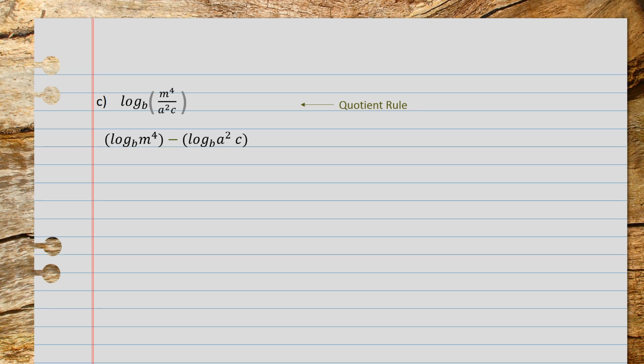In the first set of parentheses, is there any multiplication or division? No. Look in the second set of parentheses. Is there any multiplication or division? Yes. A squared c is multiplication, which means we must apply the product rule inside the parentheses. The product rule states instead of multiplication, I can rewrite it in terms of addition, which would be rewritten as log base b of a squared plus log base b of c.